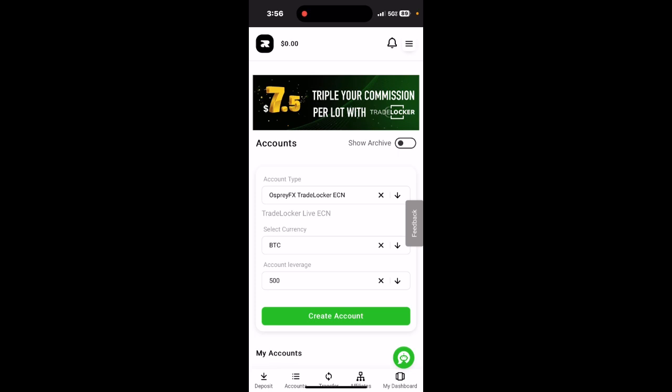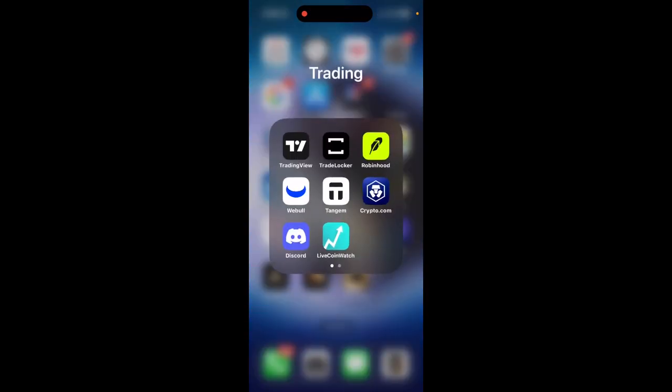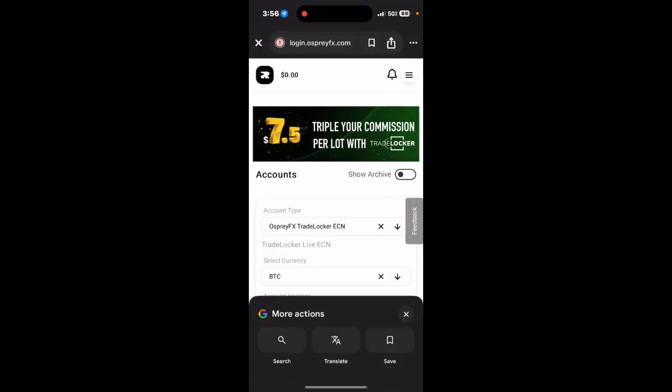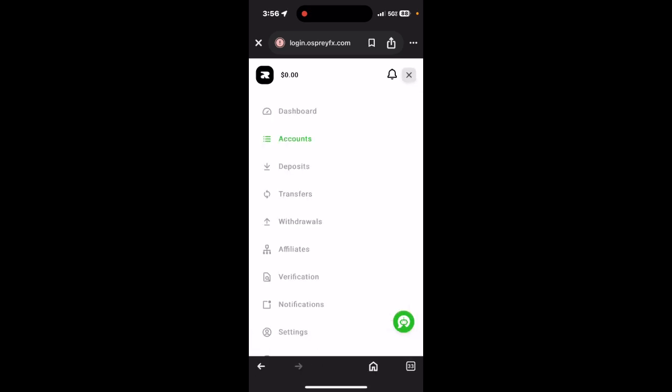Once you create an account, they will email you with the password to log in. What you also need to have on your phone is Trade Locker, because that's what you're going to be using to trade with. So once that's set up, you basically need to fund your account. Now, you want to go here to deposits.